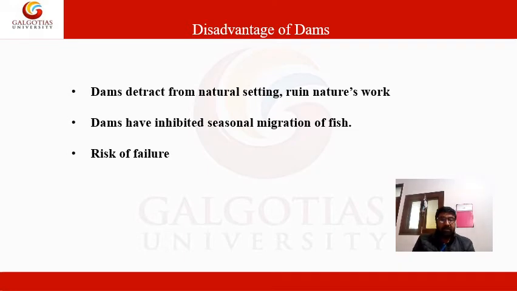And the second is that dams have inhibited the seasonal migration of fish. Because a dam is actually a barrier to the flow of water, whatever fish are present in the reservoir are localized in that particular location. They are not able to go outside the boundary.